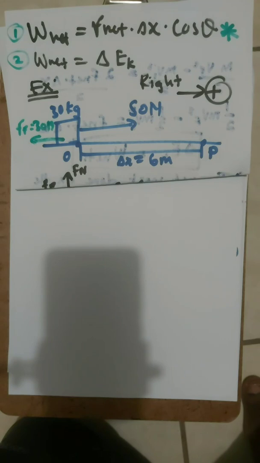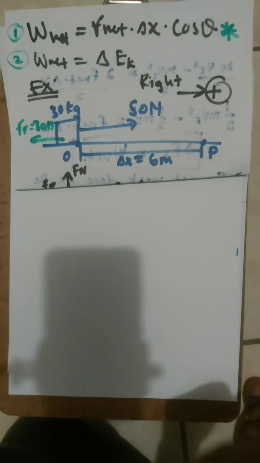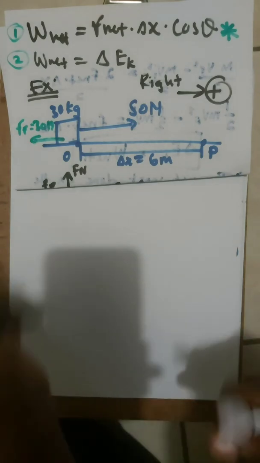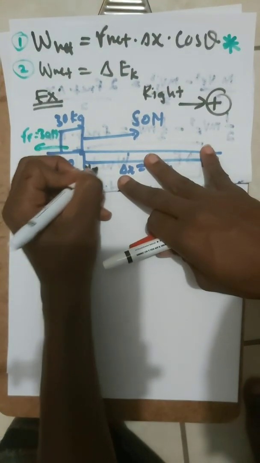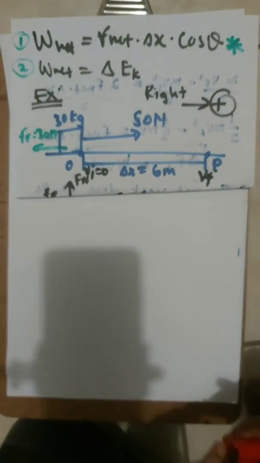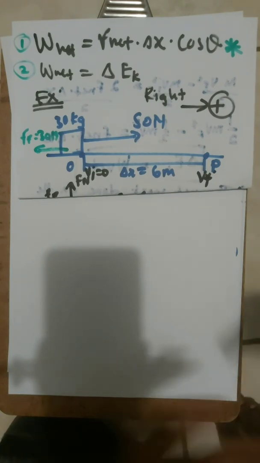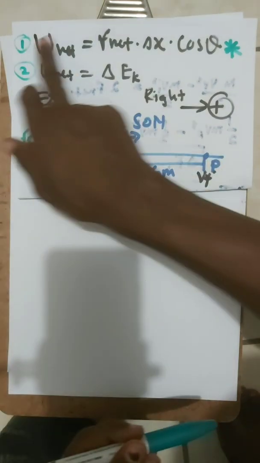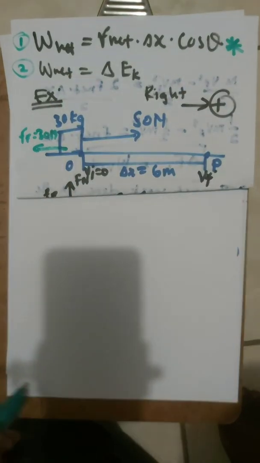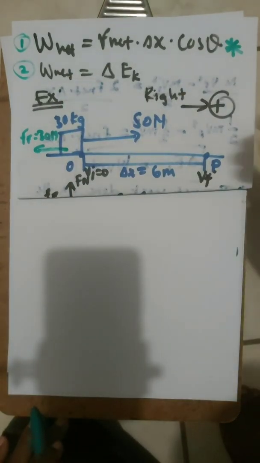Using the work energy theorem, they're asking us to calculate the velocity of the crate the moment it reaches point P. The crate started from rest, so we want to know what will be our final velocity. We cannot use F net here, but we know how to use energy principles. So we use the work energy theorem.